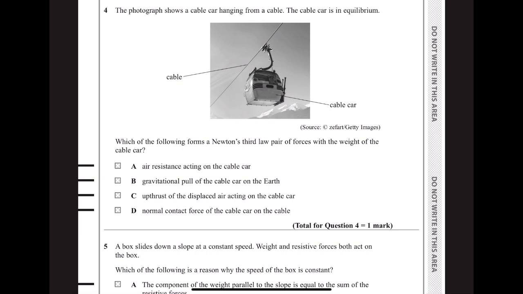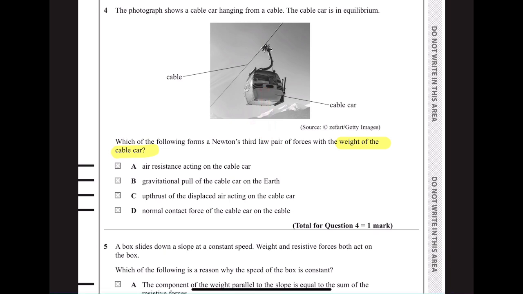Question 4 is telling us to find the Newton's third law pair force for the weight of the cable car. You simply have to find the pair force of Newton's third law for the weight of the cable car. At first you have to understand where the weight is coming from. The weight is actually coming from Earth, right? The cable car is getting a weight because of the gravitational force of the Earth. Whenever talking about a cable car and Earth, the Earth is pulling the cable car downwards by gravitational force. Hence, the cable car will be pulling the Earth upwards by gravitational force.